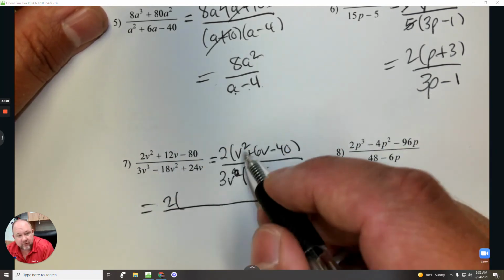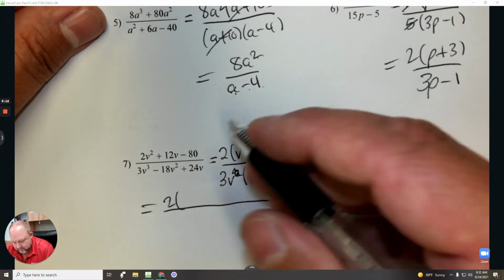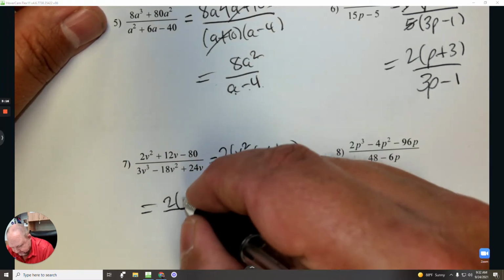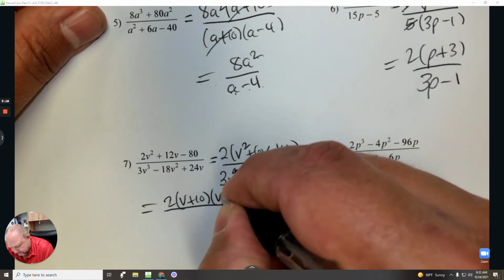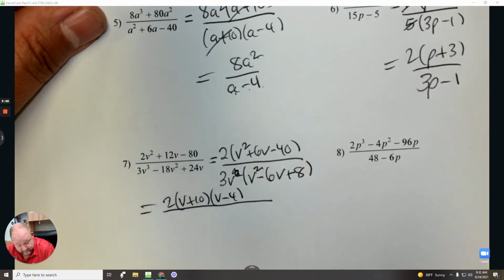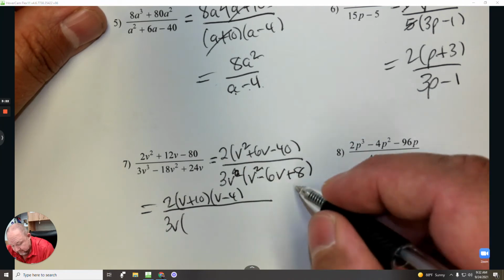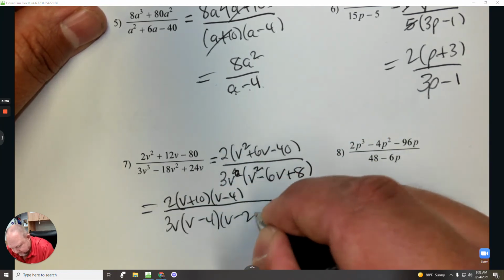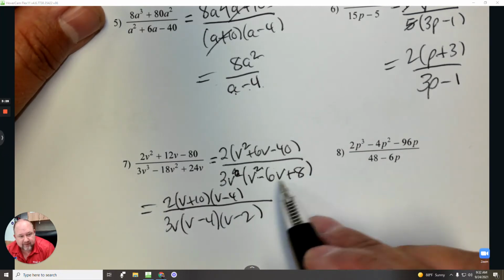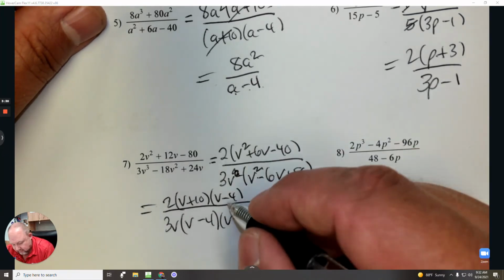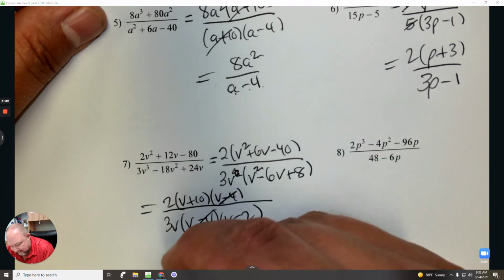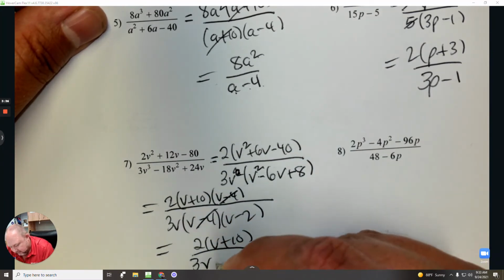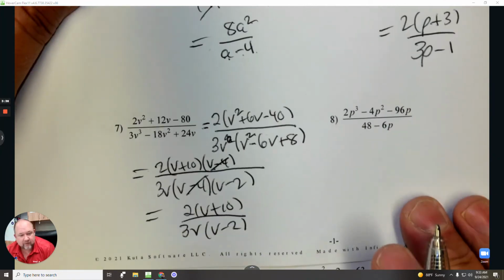So what's left over? Two numbers that multiply to negative 40 and combine to 6 are 10 and 4. One's positive, one's negative. Same thing in the denominator. It's a negative and a negative. So two numbers that multiply to 8 and add to negative 6. Notice v subtract 4 eliminate, nothing else eliminates. We can just put them all beside each other and it's done. And there's your answer.